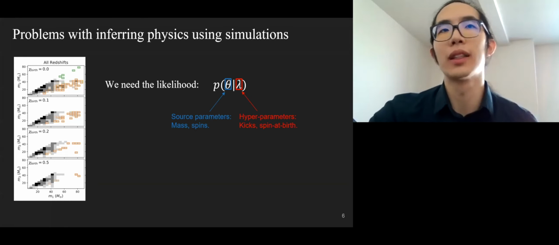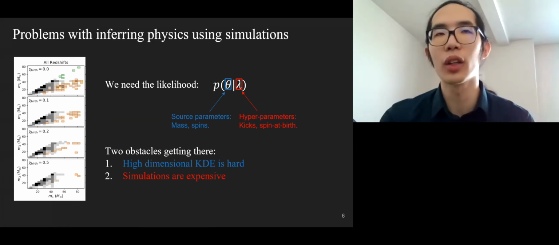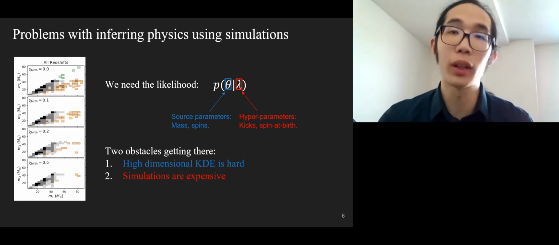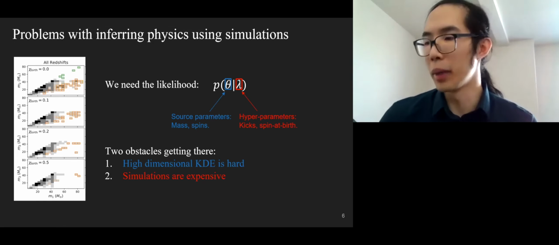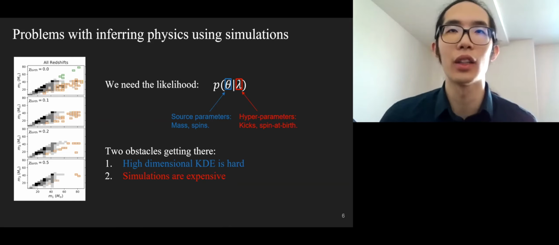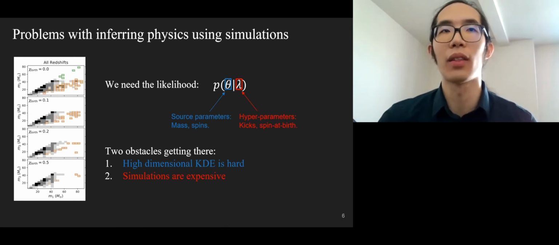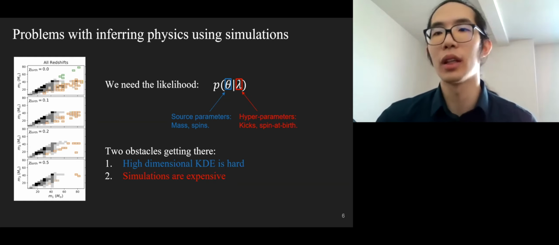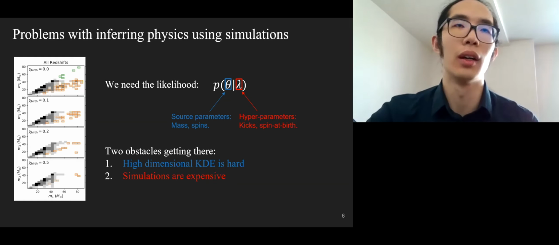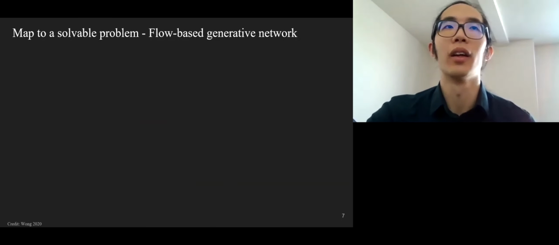But the problem with simulation is, first, doing a high dimensional KDE is somewhat hard. It's not impossible. It's just, the more dimensions you have, the harder it is. The main problem here is simulations are usually expensive. It takes like 3 days or a week to get one. And if you want to work out a constraint on these parameters, you may need 1,000 or 10,000 simulations, which means that you may spend a decade just trying to produce the simulations that you need to do the inference. So that's bad, right?